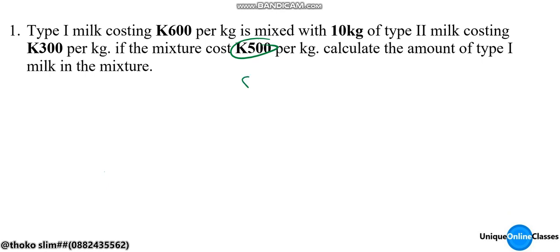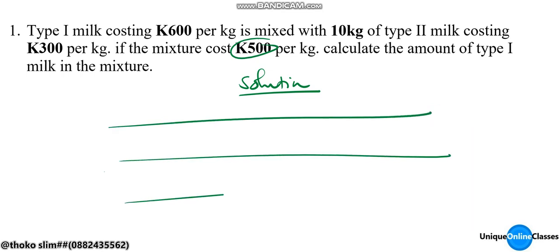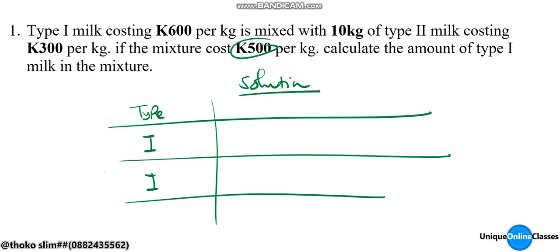So to make it easier, I should have a table. So just a table here. We have the type of milk, type 1 and type 2, and the cost. Type 1 costs 600 kwacha, whereas type 2 costs 300 kwacha. So these are the kwachas.